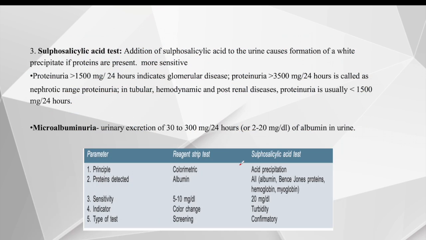Now let's move on to the next slide. The third test is sulfosalicylic acid test. In this, the addition of sulfosalicylic acid to the urine causes the formation of a white precipitate if the proteins are present. It is a more sensitive test.